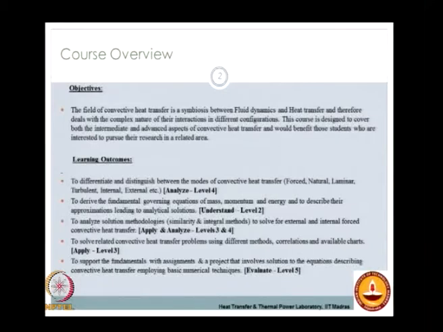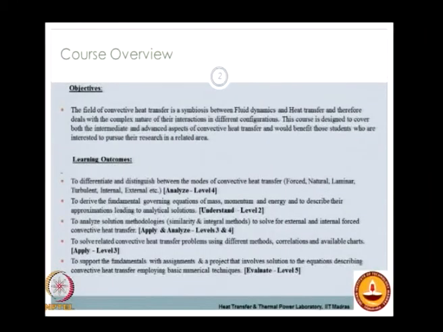The objective number 4 would be to solve related convective heat transfer problems. This is more on the applying level, and I think most of you in your heat transfer course have already done this, where you are given a set of heat transfer correlations, and then you either use the correlations or you use available charts to solve problems.